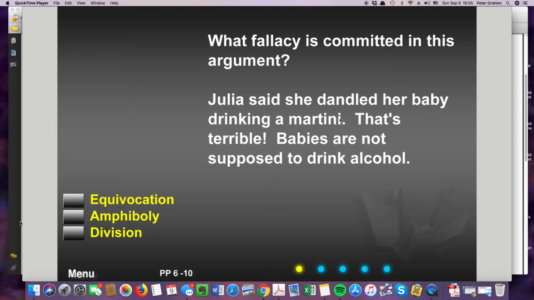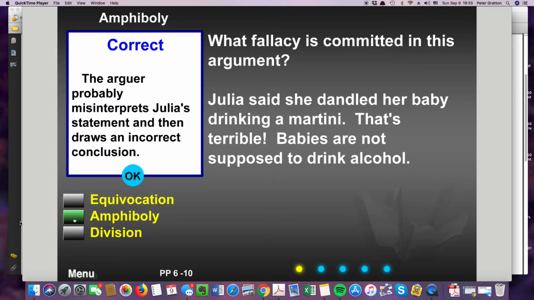This could mean two things. Either Julia held her baby, we'll just say held her baby, drinking a martini. This could mean that Julia was drinking a martini while holding her baby. That's also not very great. Or she held her baby while the baby was drinking a martini. And so that would be, right, an amphibole. The arguer probably misinterprets Julia's statement and then draws an incorrect conclusion. Remember, this involves somebody else. So that's how you tell equivocation from amphibole. This is somebody else making the misreading.